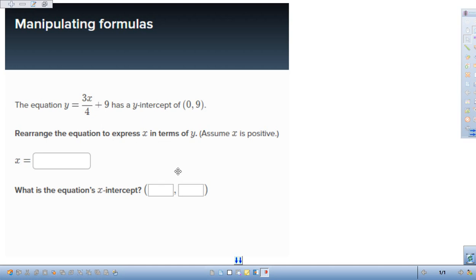Now it says rearrange the equation to express x in terms of y. Now we just talked about solving in terms of one other variable in it. And it says assume that x is positive. So we want to solve for x now. So we're just going to do everything like we normally would. 3x over 4 plus 9. If we were solving for x and we don't want to even think that that's a y, we would just reverse our equation. We go in opposite order and we would just start picking this stuff off here.